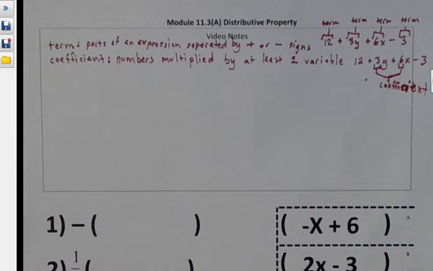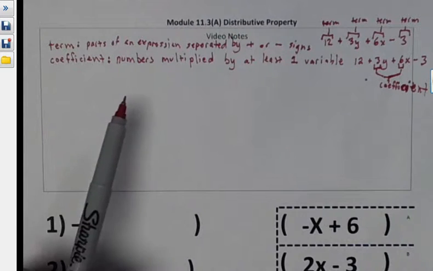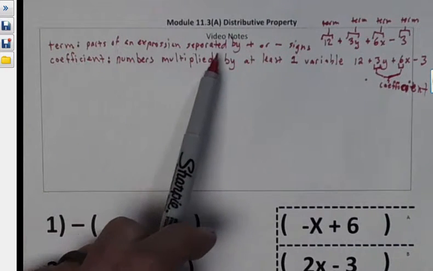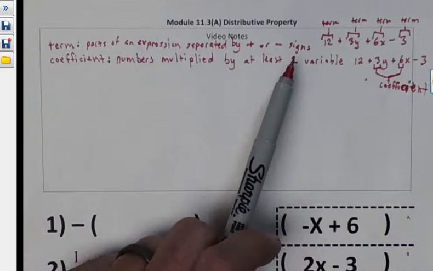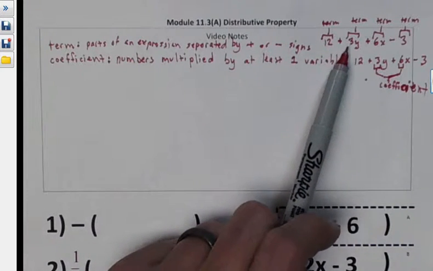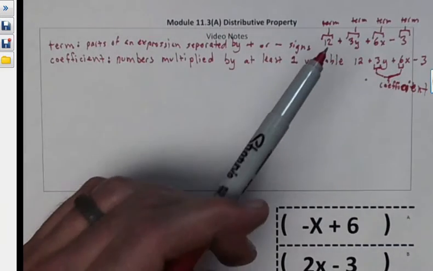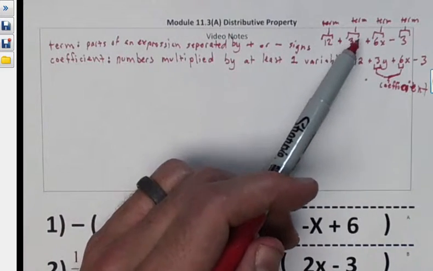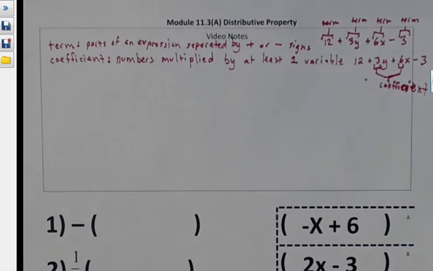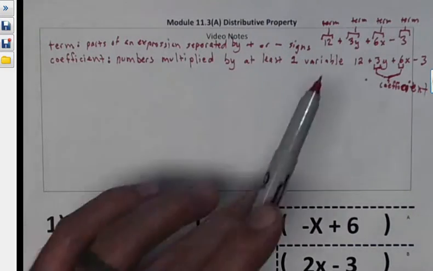Alright, so pause the video, copy down the definitions. The terms are parts of an expression separated by a plus or a minus sign. So we have 12 plus 3y plus 6x minus 3. So in this expression, that's a term, that's a term, that's a term, that's a term. They're all considered terms because they're separated by a plus or a minus.